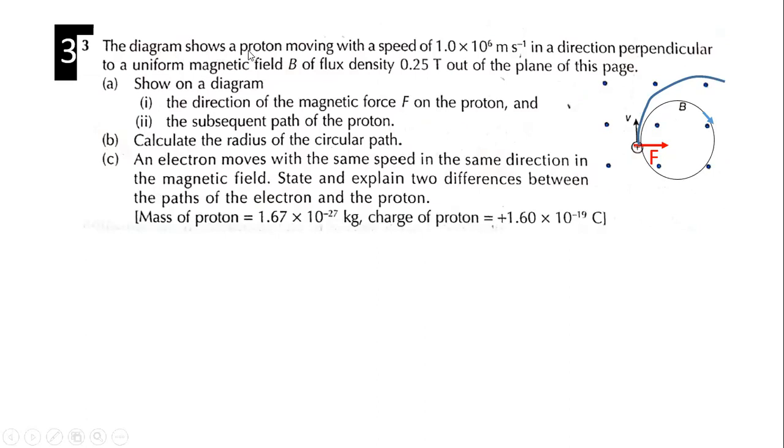The diagram shows a proton with a speed. That's a proton. The speed is given in a direction perpendicular to the uniform field B of magnitude given, out of the plane of the page. Show on diagram the direction of the force F on the proton. Right? I give you the answer already. The force is there. Since you have seen the circle there, that's a circle. So that must be the force.